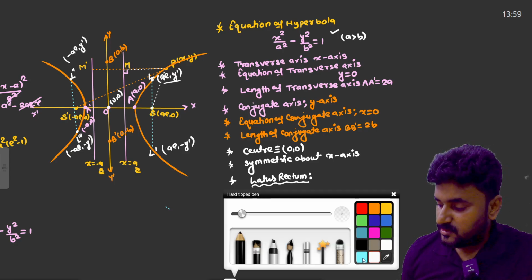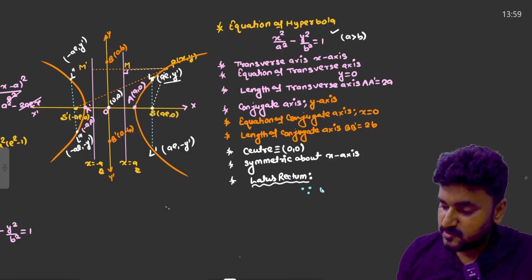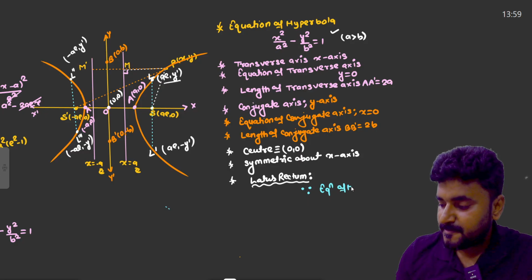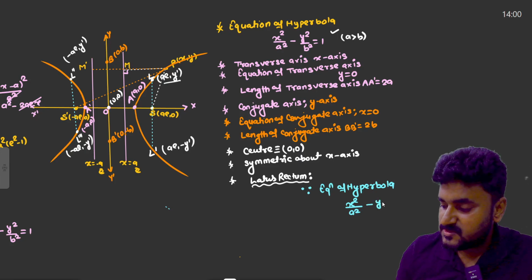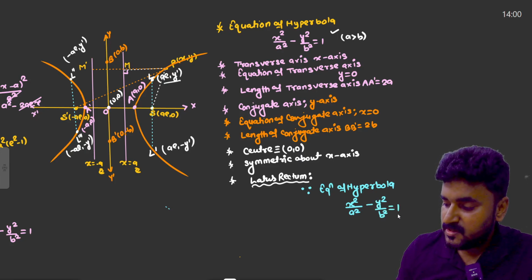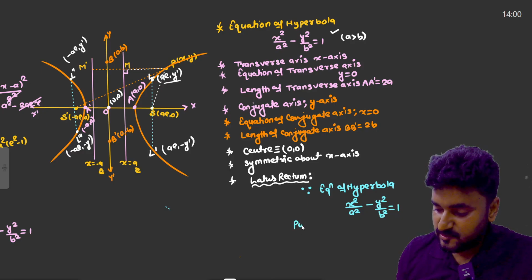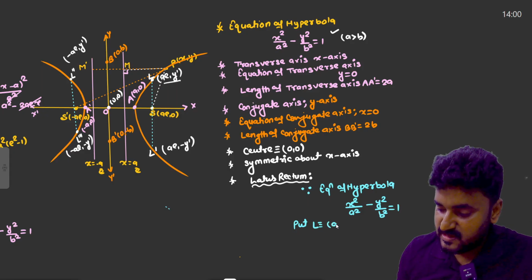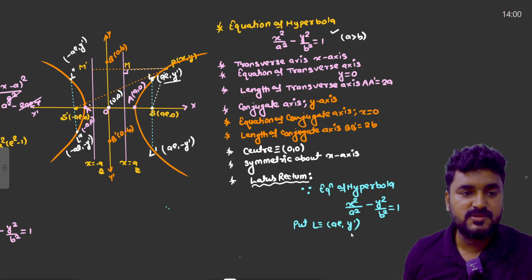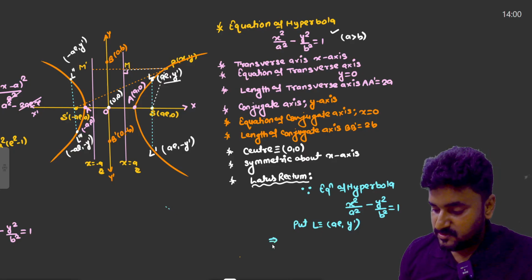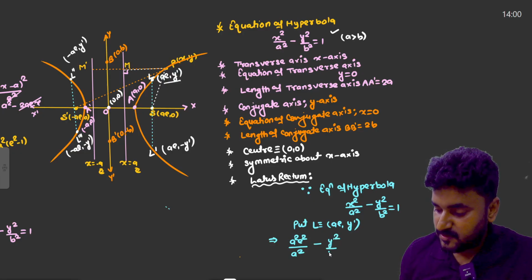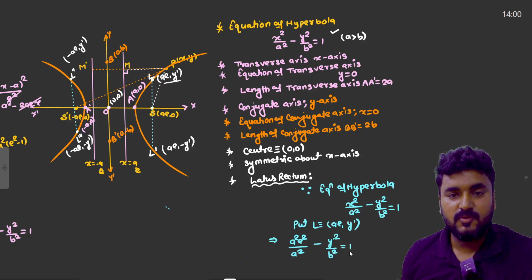Since you know the equation of the hyperbola is x square by a square minus y square by b square equals 1. So student, we can put here the L coordinate, this is ae comma y dash, in the equation of the hyperbola. So what is coming now? This is a square e square by a square minus y dash square by b square equals 1.